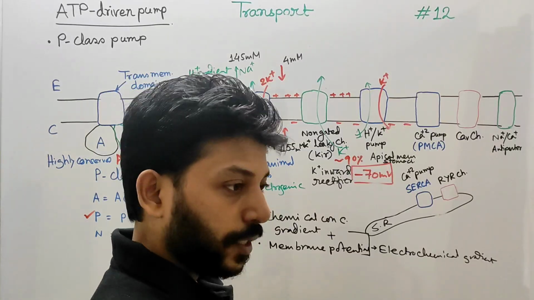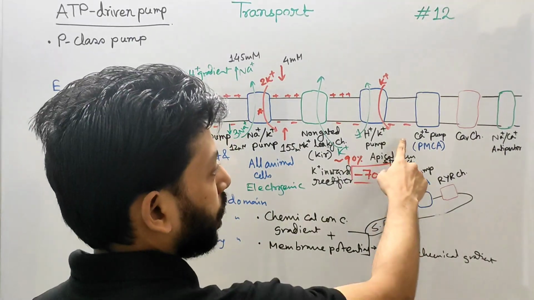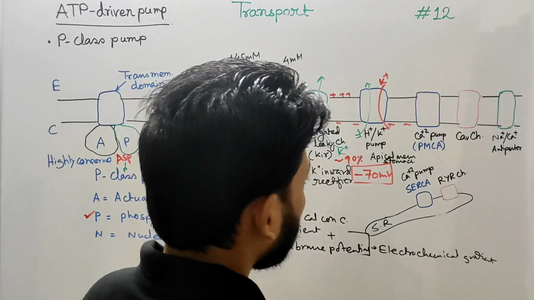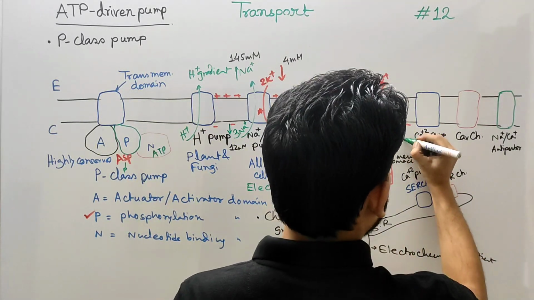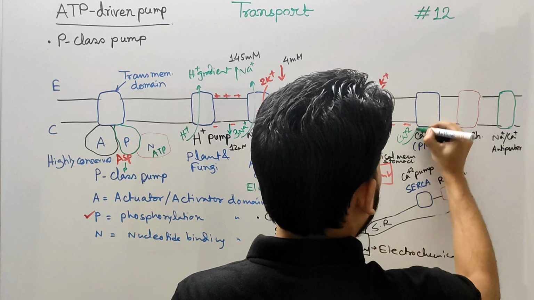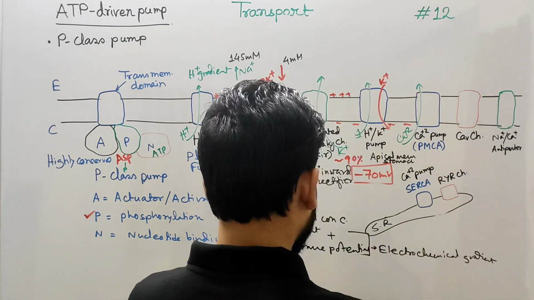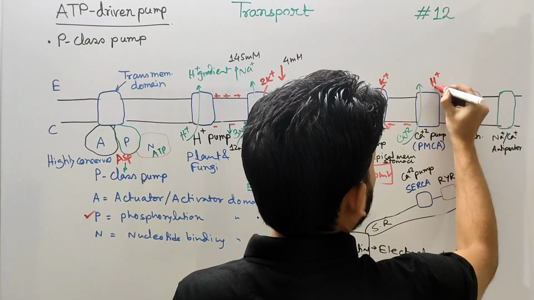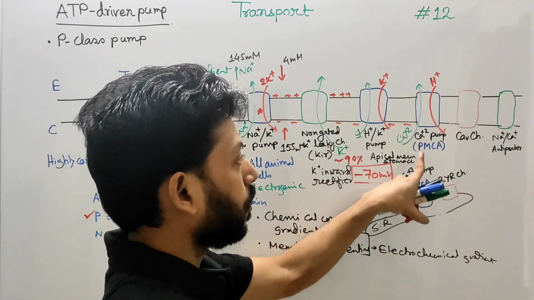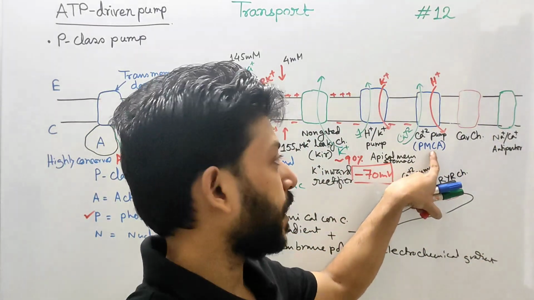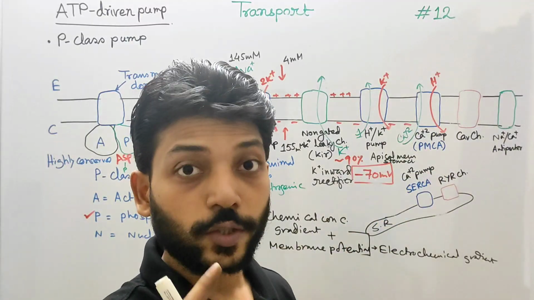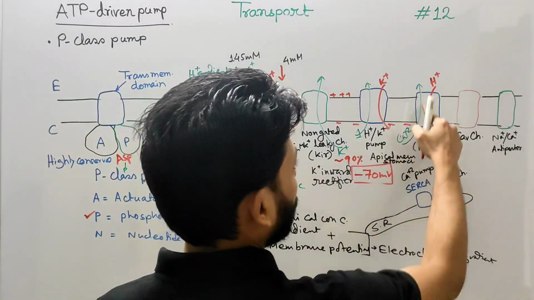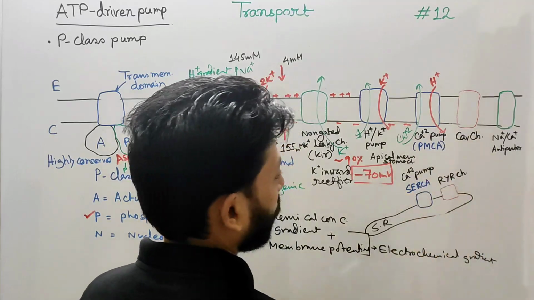Now under the P class pump, there are also some calcium pumps present. In these calcium pumps, calcium is transported out of the cells, that means calcium export occurs, and simultaneously hydrogen import occurs. This calcium pump is called plasma membrane calcium ATPase. Why is it called ATPase? Because it breaks down the ATP. That's why it is called ATPase. So one calcium comes out, one hydrogen comes in.